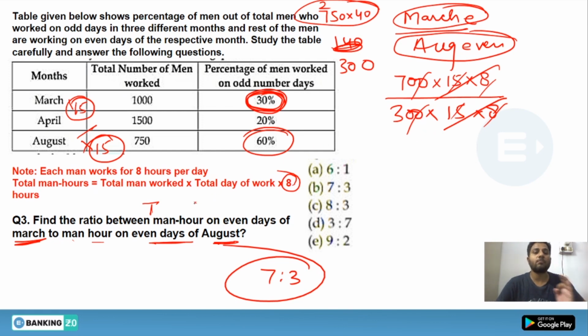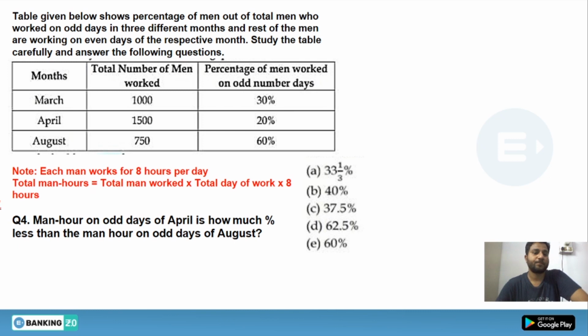That means only the number of men worked will be left. So you will find out the number of men worked and you will get to know the answer very easily. So it was an easy question. Let's go ahead. Look at this.